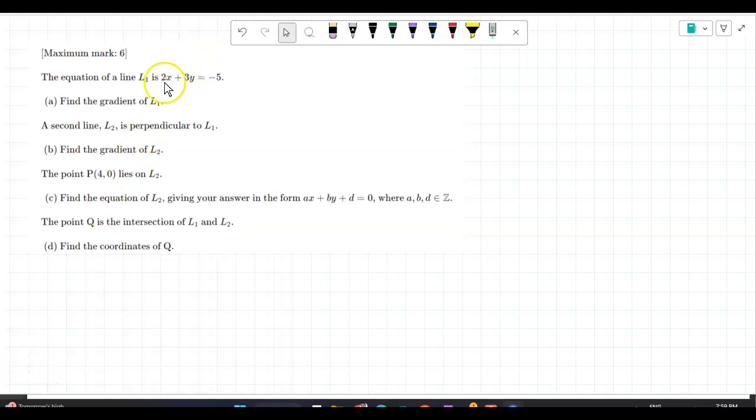Whenever the equation of the line is given, to find the gradient of the line, you arrange this equation in y is equal to mx plus c form. So make y the subject. Your 2x plus 3y is equal to minus 5. So your 3y will be minus 5 minus 2x. So your y will be (minus 5 minus 2x) upon 3.